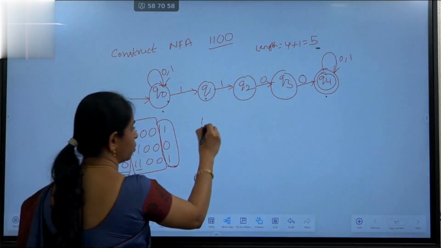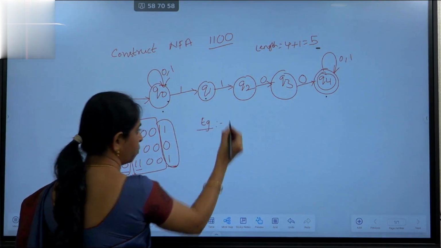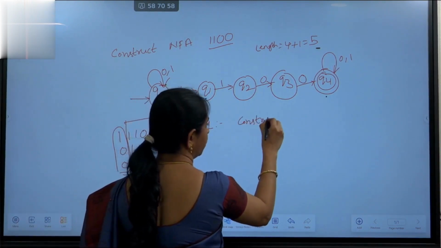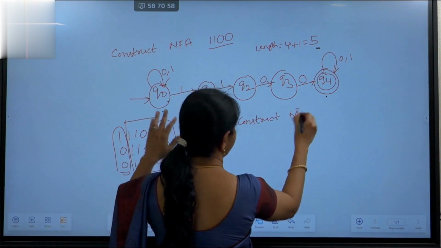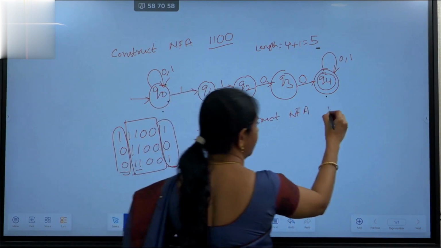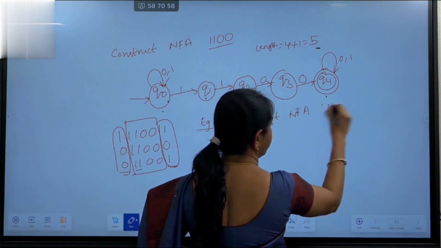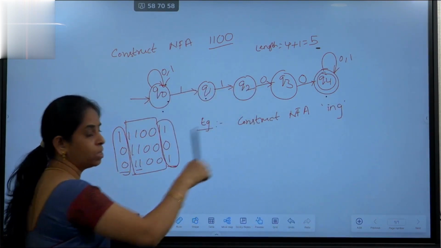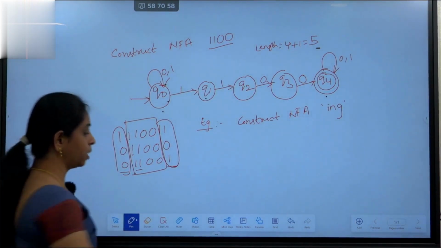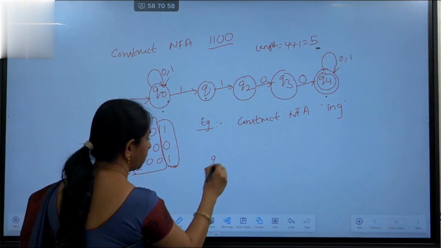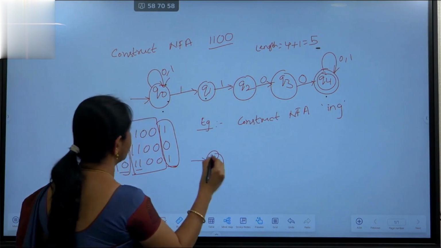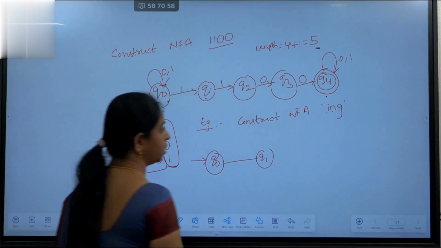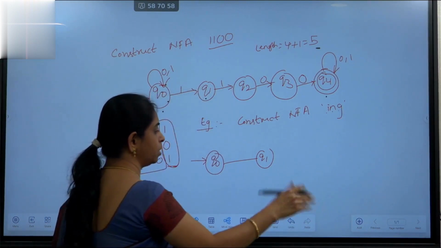We will go with one more example. Suppose we have to construct an NFA. Here we have taken digits, and here I am taking characters. We have to construct the NFA that accepts the string ing. The length of the string ing is 3, so the number of states is 4.